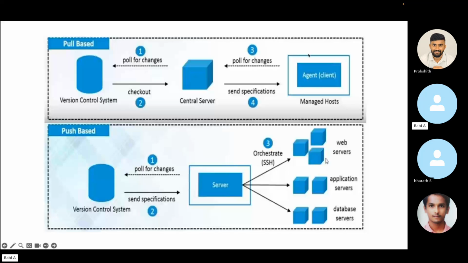Pull based in a way is completely automated. The remote machines will continuously keep polling for new changes, and whenever they find new changes, they will automatically download and execute them on the remote machines. But with push based, a little manual intervention is required. Only when you manually execute the script will it get executed on the remote machines. Until then, it won't get executed. Does this make sense? Yes, Ravi.